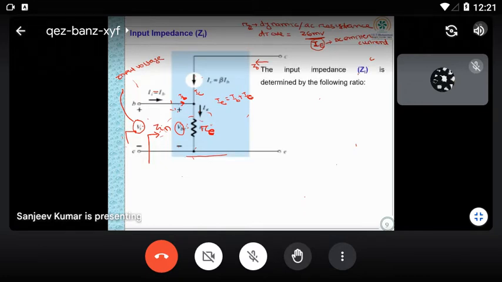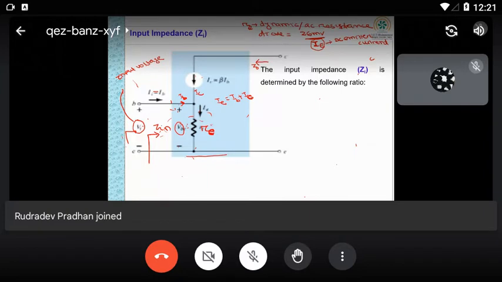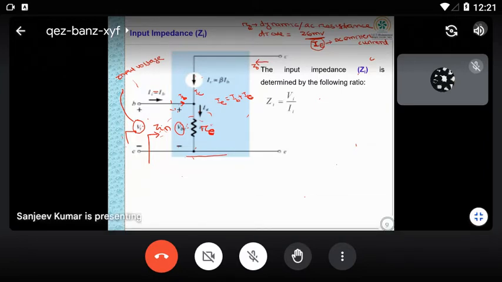Now the input impedance, which is Zin, you have to calculate first. You can see you are looking from here, which depends upon my input voltage Vi. So I can write the input impedance as the input voltage by the input current, Vi by Ii, and Ii is nothing but the base current, so Ii is equal to Ib.